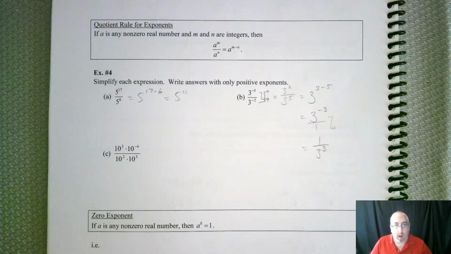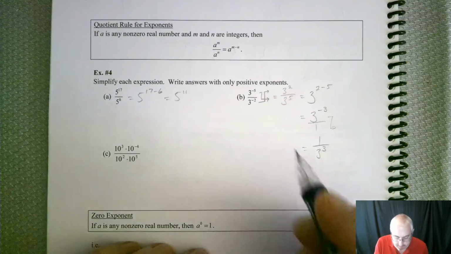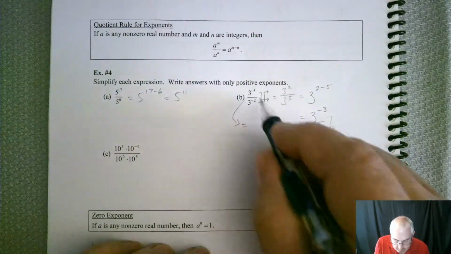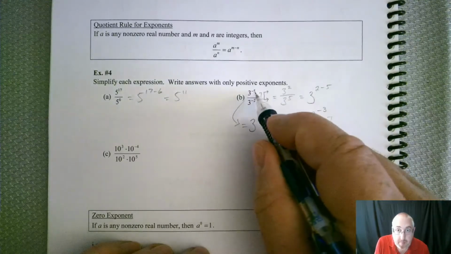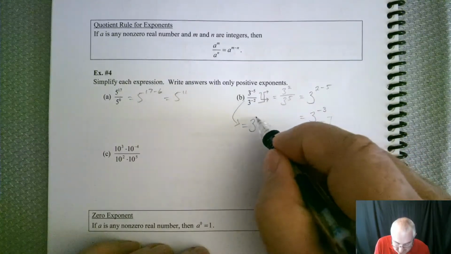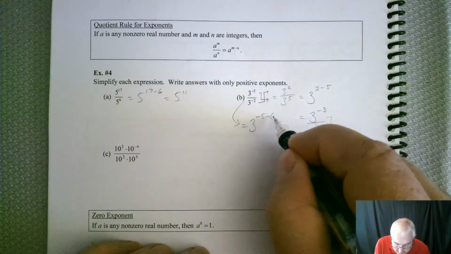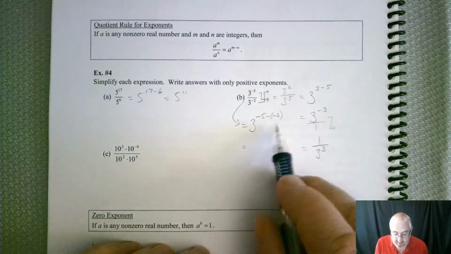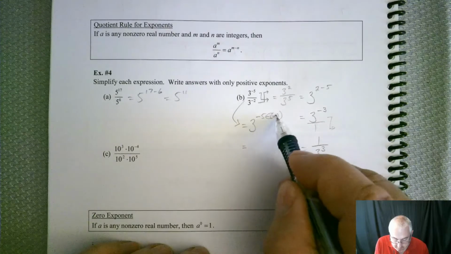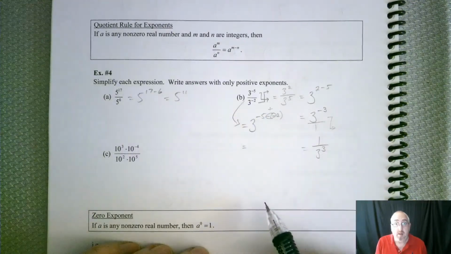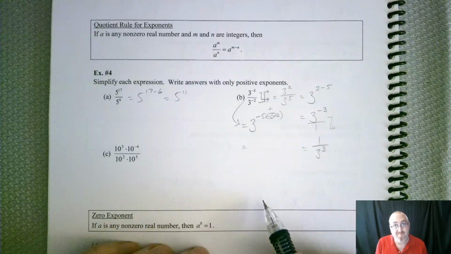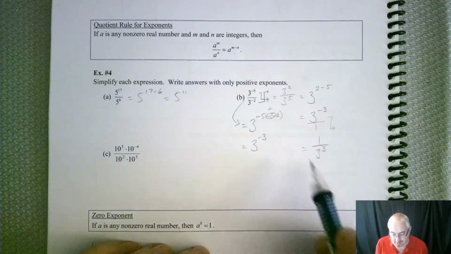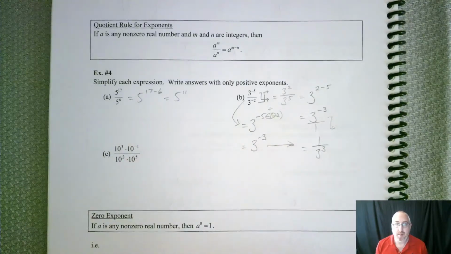Now, some of you say, well, I want to use the quotient rule first. There's nothing wrong with that. So if we use the quotient rule first, then we got to be careful. It's the top exponent minus the bottom one. So you're going to have a negative 5 minus a negative 2. Well, negative 5 minus negative 2, this is a double negative, so that's really a plus. So what's negative 5 plus 2? 3 to the negative 3 again. So you get the same answer either way.